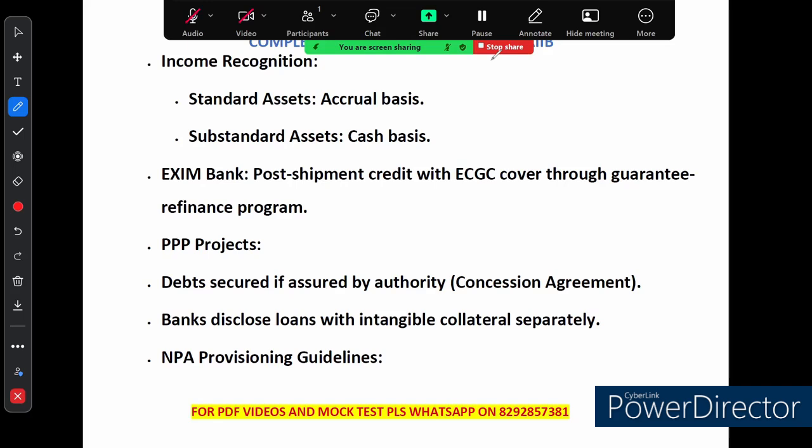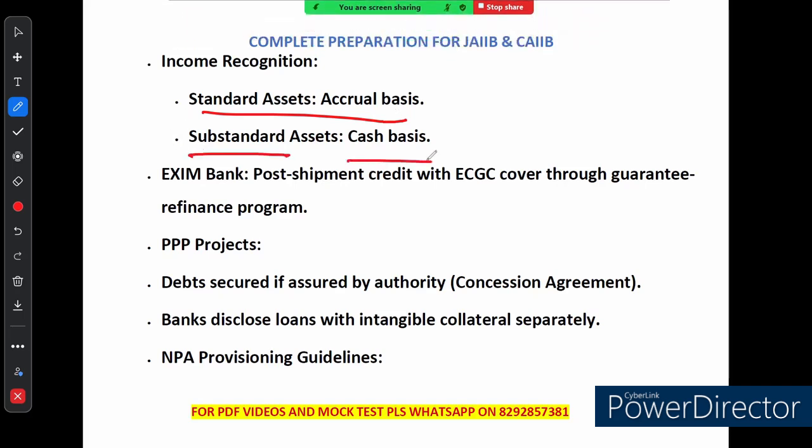So income recognition for different types of asset. First is for a standard asset, right? For a standard asset, income is recognized on accrual basis, meaning it is recorded as it is earned. So when I say accrual basis, it means it is recorded when it is earned. For a substandard asset, income is recognized on cash basis. It means it is recognized only when the actual cash is received. So remember, this is very important, recognition of income.